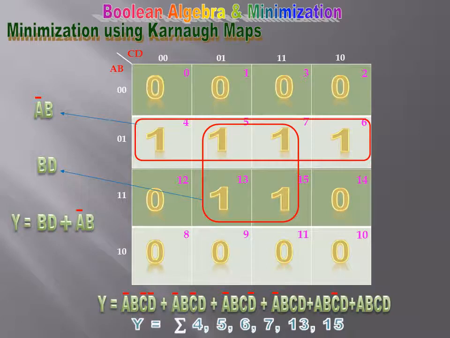We can see all these terms were represented with Boolean expressions, but we can represent the same as the ones present at 4, 5, 6, 7, 13, 15. So we'll write y equal to summation of 4, 5, 6, 7, 13, 15.